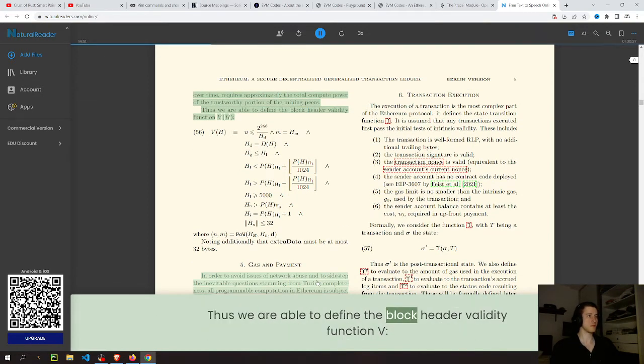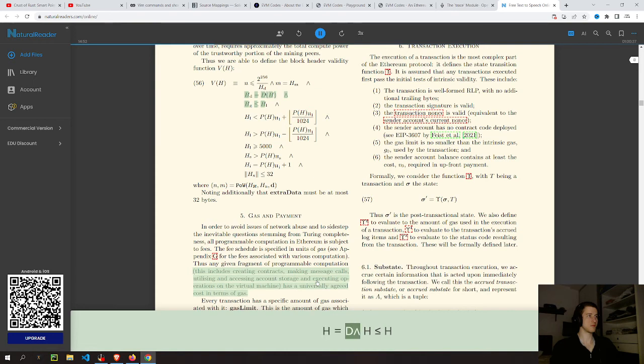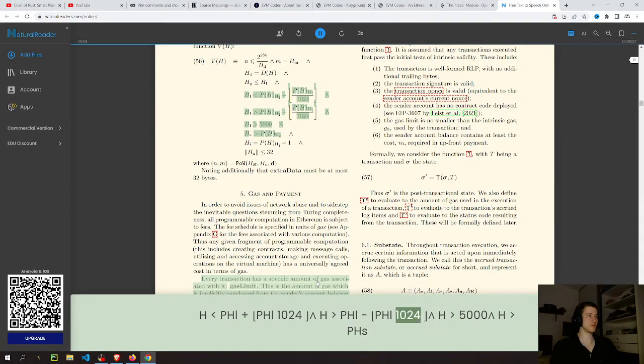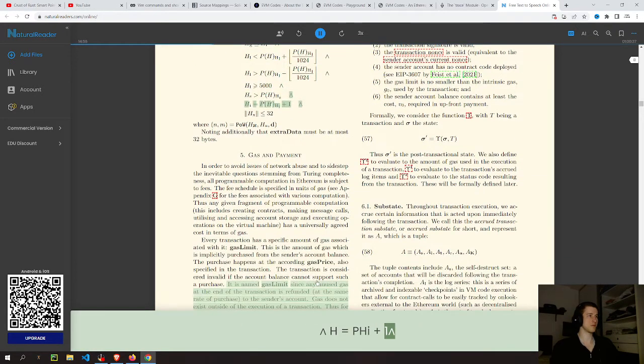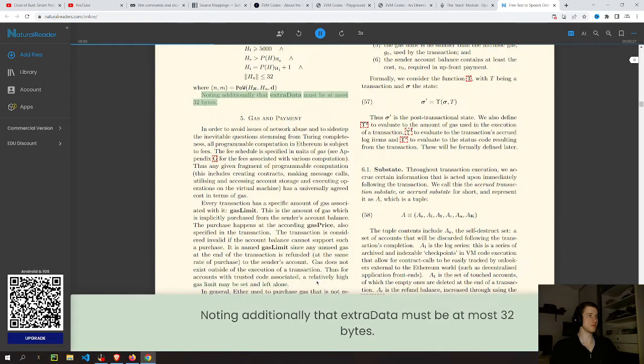Thus we are able to define the block header validity function V. V(Hn) ≡ n ≤ 2^256 / Hd, where (m, n) = PoW, and Hm = m, Hd = D(Hn), Hs ≥ Hl, Hl < Hp_l + Hp_l / 1024, Hi = Hp_i + 1, and Hx ≤ 32 bytes, where (n, m) = PoW. Noting additionally that extra data must be at most 32 bytes.